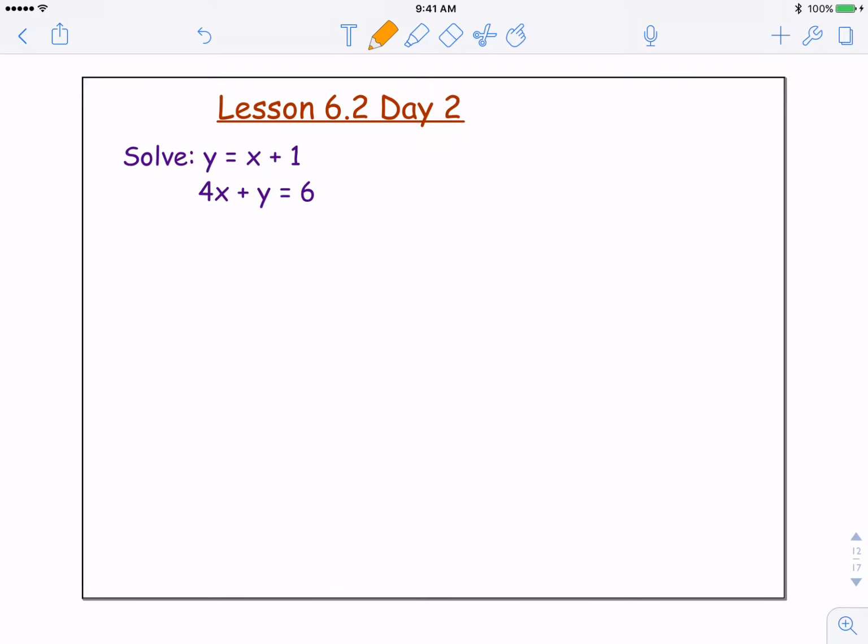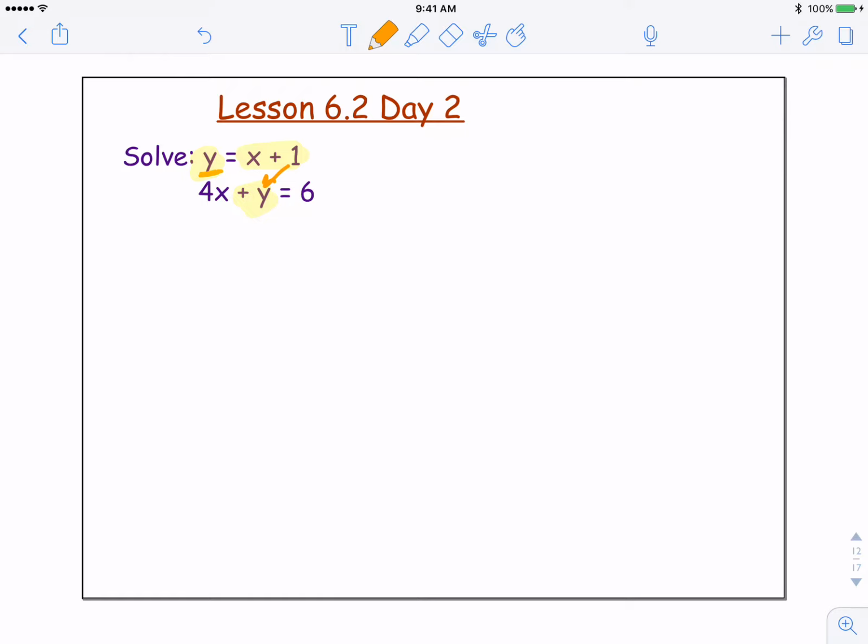With the substitution method, we always look for just a y or just an x. And it's even more helpful when I have y that is just by itself or x that is just by itself, which I see here in this first equation. So this first equation is telling me that y and x plus 1 are equal to each other. They mean the same thing. So in the second equation, instead of writing y, I'm now going to write x plus 1.